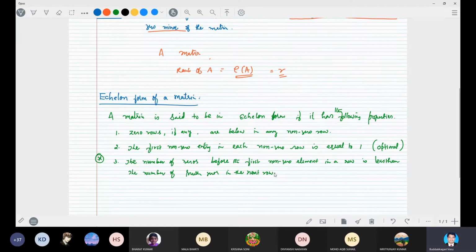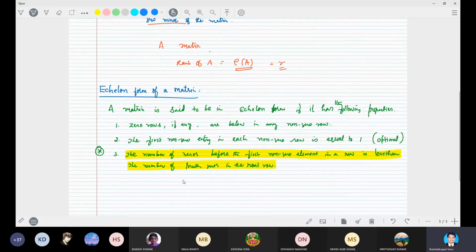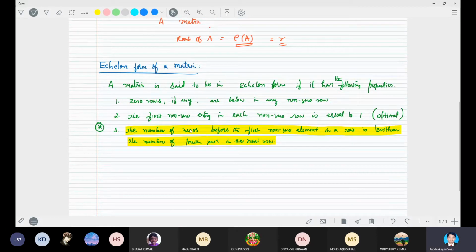This is very, very important. So this third point is the main concern. Therefore, the number of zeros before the first non-zero element in a row is less than the number of such zeros in the next row. Okay. So if it satisfies, then the matrix is said to be in the row echelon form, because it is concerned about the rows. Therefore, it is called the row echelon form.